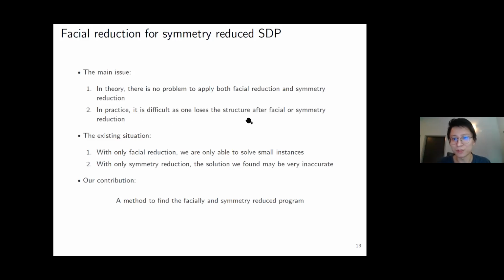Because, for example, if you apply facial reduction first, and then you would like to apply symmetry reduction, where is the symmetry now? For example, you start with a problem defined on a graph, but after facial reduction, it becomes something whose structure you do not recognize anymore. We have examples where you might lose all the symmetries after facial reduction. So that makes it very difficult to apply those two techniques together.